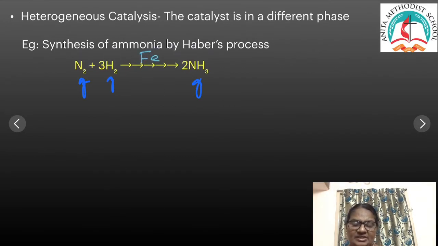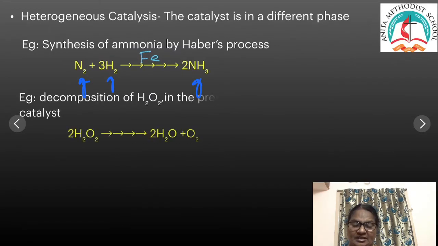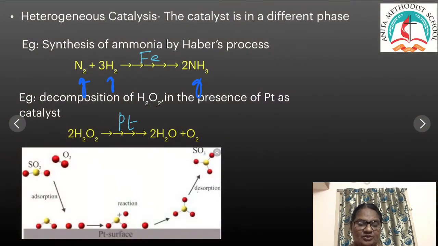The next example is decomposition of hydrogen peroxide. Hydrogen peroxide is a liquid, water is a vapor and oxygen is a gas. But the catalyst which I use is platinum, which is in the solid phase. Continuously, we've been talking about the contact chamber process for sulfur dioxide. Here, as you can see, sulfur dioxide is a gas, oxygen is a gas, product sulfur trioxide is a gas. But it takes place on platinum, which is a solid. So these are the examples of heterogeneous catalysis.